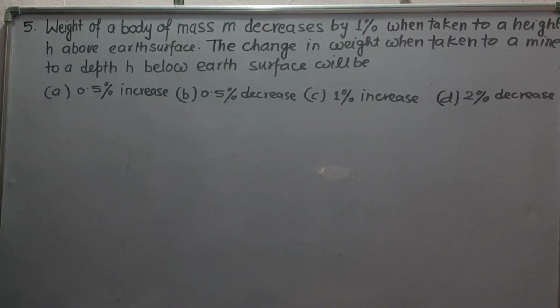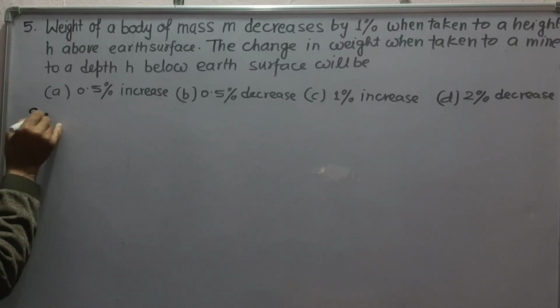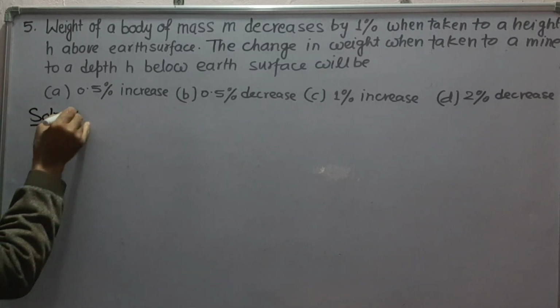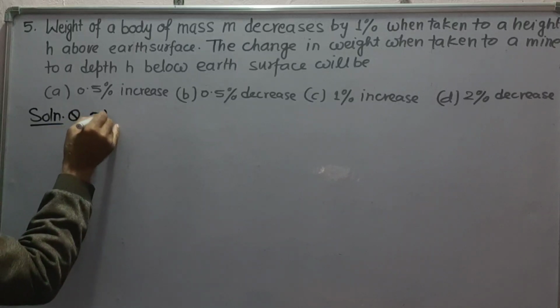Next, question number 5. The question is, weight of a body of mass m decreases by 1% when taken to a height h above Earth's surface. The change in weight when taken to a mine of depth h below Earth's surface will be. These are the options. Now, solution to question 5.